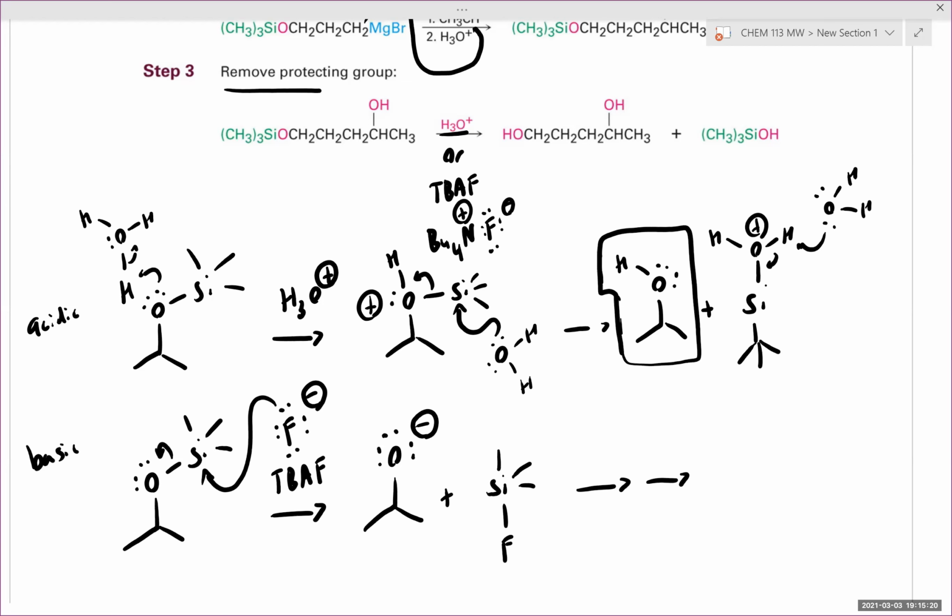Does everyone understand the mechanism for acidic and basic deprotection of our trimethylsilyl group? Do these mechanisms make sense to everyone?